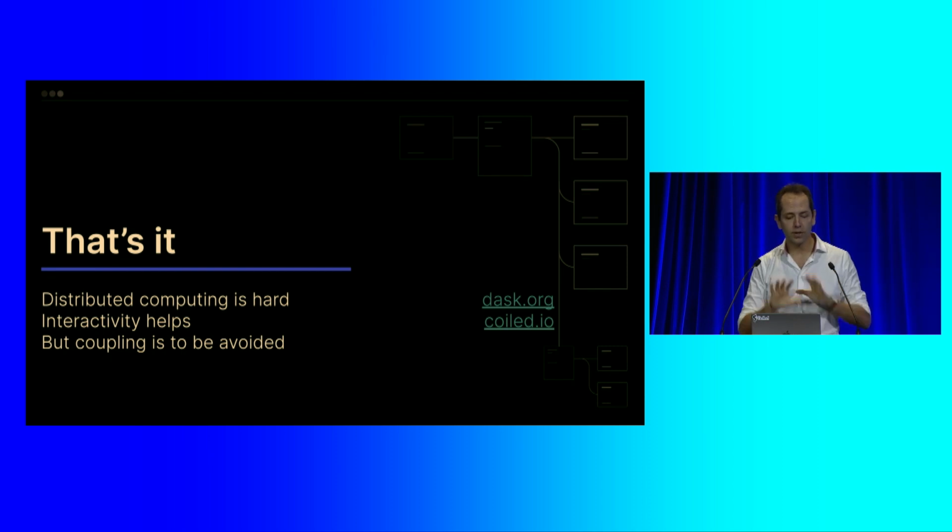To summarize, distributed computing sucks. Interactivity is really helpful. And coupling, I think, is hard and to be avoided. And so I'm recommending that Jupyter folks start to decouple from Dask when they can. So that's it. Thanks.